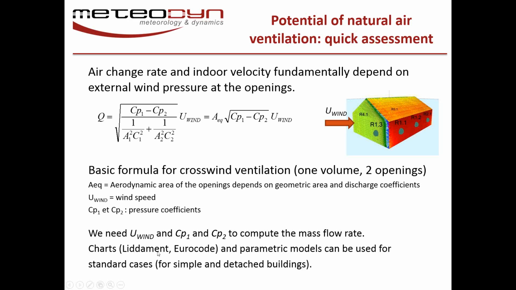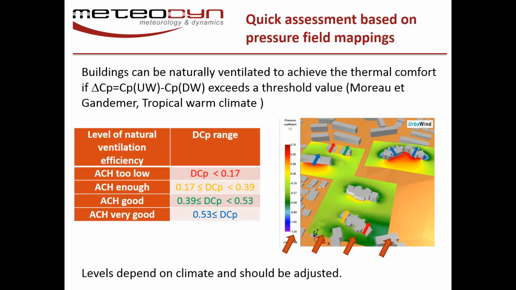So it gives you an estimation of the flow rates. How can you get the CP? You can get them from charts, from guidelines or Eurocode, or you can use some parametric models in standard cases. Then there is another, even simpler way: from the delta CP, meaning the maximum pressure minus the minimum pressure, you get the potential of natural ventilation.